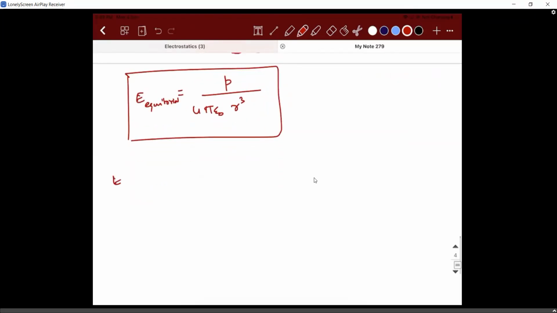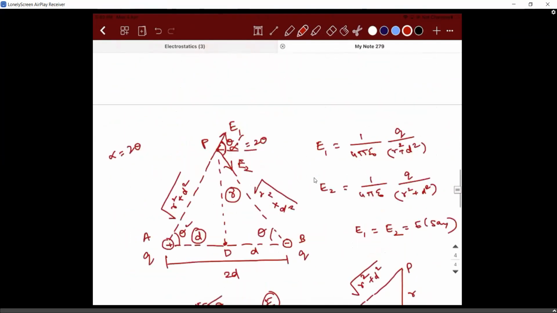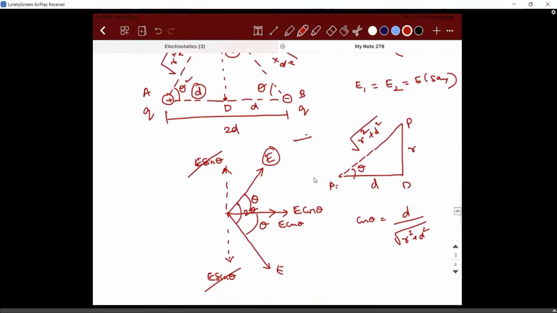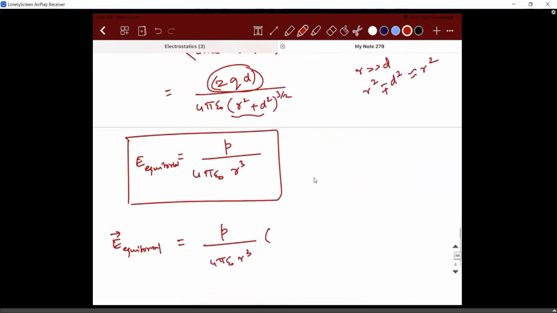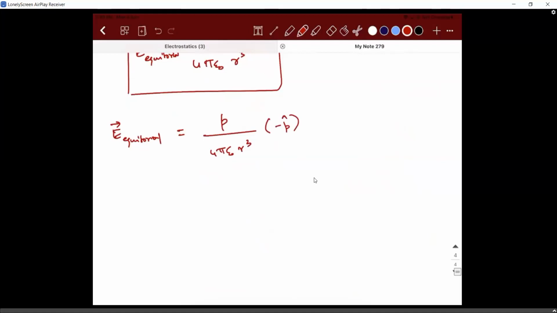Now I am concerned about direction. So E equatorial, I need to write it in the vector form, which is P divided by 4 pi epsilon naught R cube. Then what will I get here? I don't know. I have to check. If you see, the electric field in this scenario is in the rightward direction, whereas the dipole moment is in this direction. So P cap is the negative of R cap. So can I write it as minus P cap itself? Because I want the unit vector to be in terms of dipole moment.